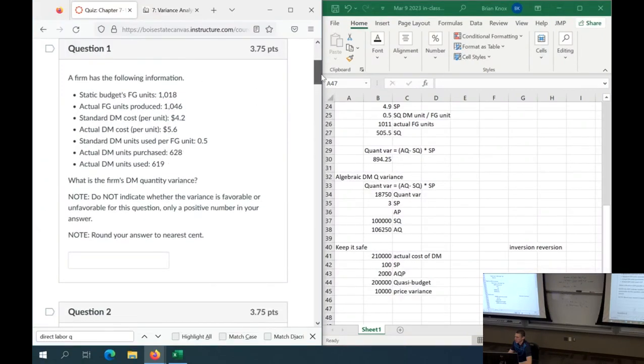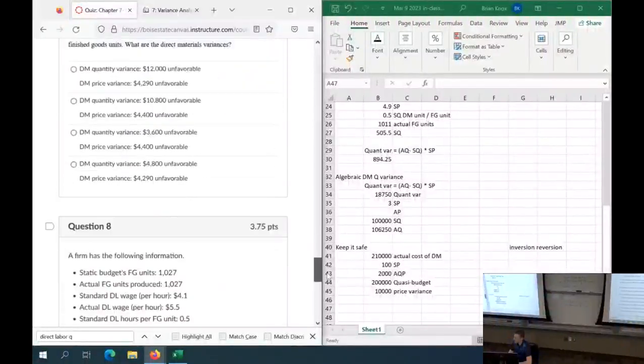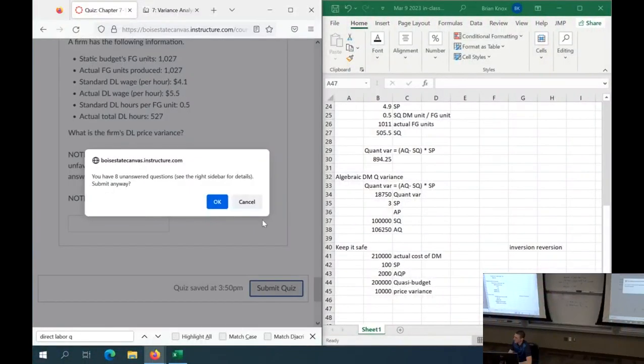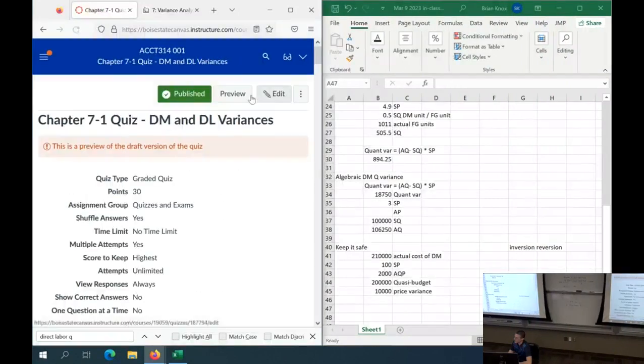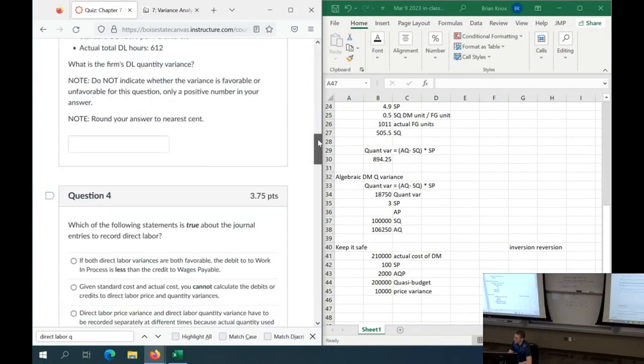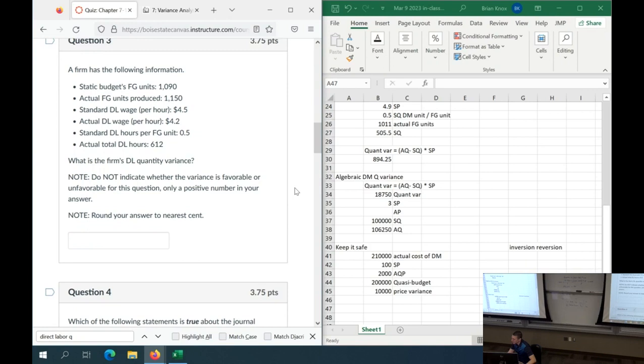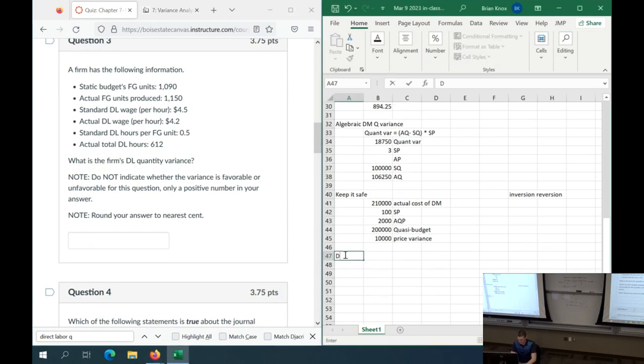That's a direct materials quantity. Yeah. Oh man, we're hunting snipes over here. It's elusive. Oh, this is good. All right, this is our white whale. Open answer, direct labor quantity variance.